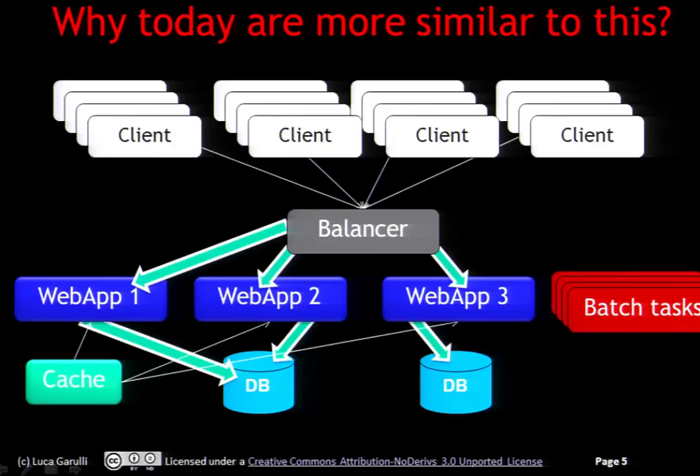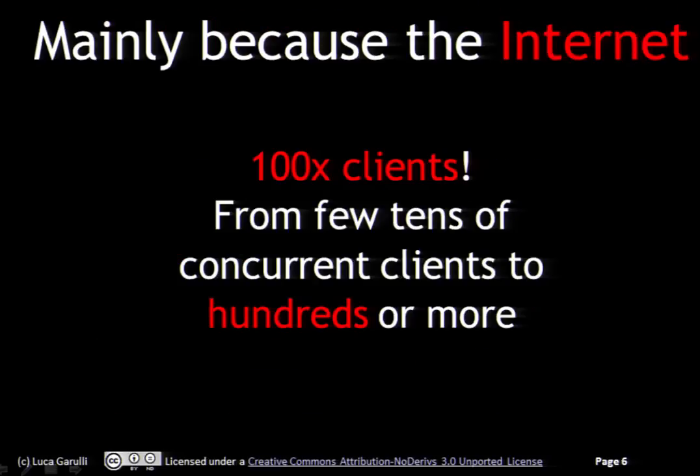Why today we have this kind of architecture? Mainly because we have many, many more clients. This is the internet effect. Probably yesterday we designed an application for a few tens or hundreds of concurrent clients. Today we can design our application thinking of hundreds of millions of users.